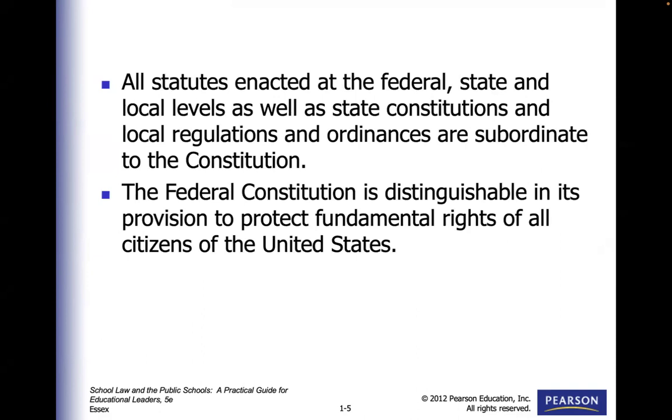Now, all statutes or written laws enacted at the federal, state, and local levels, as well as the state constitutions and local regulations and ordinances, are subordinate, which we know is lower in rank than the Constitution. The federal Constitution is distinguishable in its provision to protect fundamental rights of all citizens of the United States. So we just know in basic terms that the federal Constitution lays the groundwork for all of our rights as citizens in the United States.